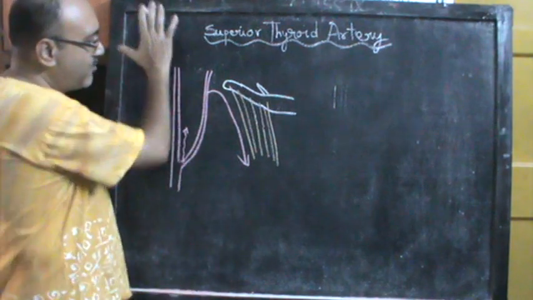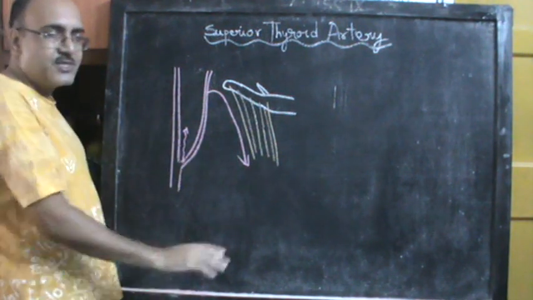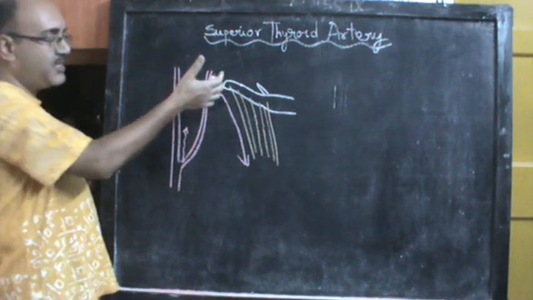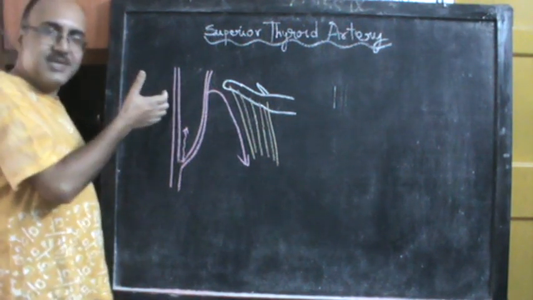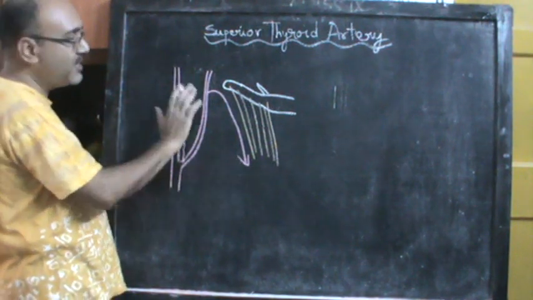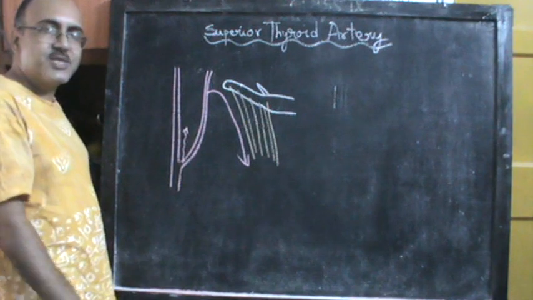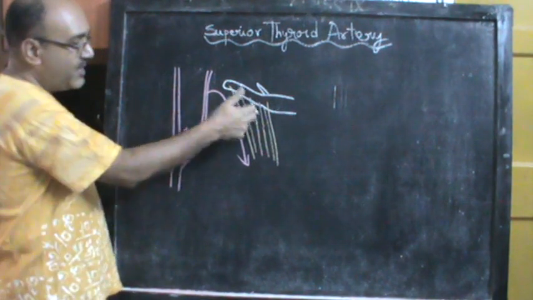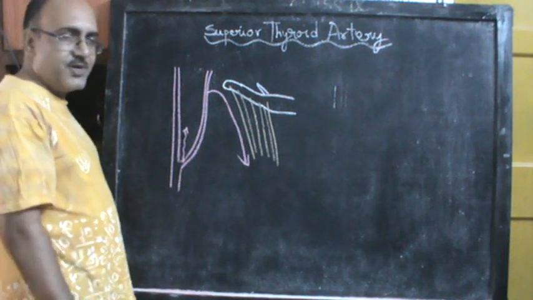and actually this whole thing is again overlapped by the sternocleidomastoid. So the beginning of the superior thyroid artery you can see better by retracting slightly the sternocleidomastoid. So you can see the sternocleidomastoid here, and then when you have dissected out the superior thyroid artery, you can see that it is going down and it is going by the side of the thyroid.